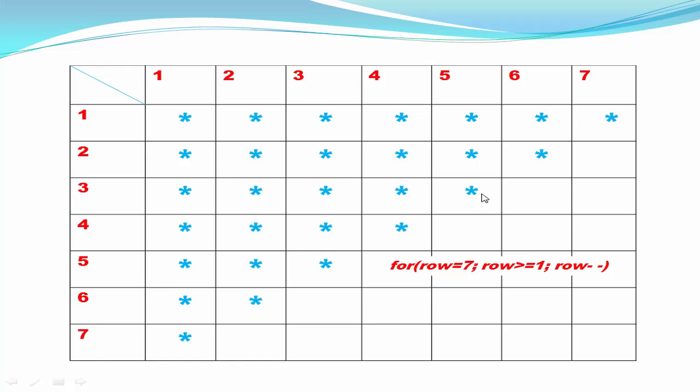Next we write the termination condition, that is row greater than or equal to 1. Means it runs up to 1, and when the value of row will be 0, it will terminate. Next we decrement the value of row by 1, that is row minus minus.